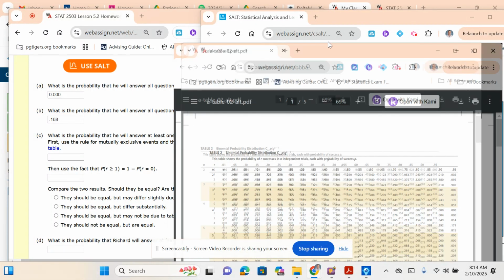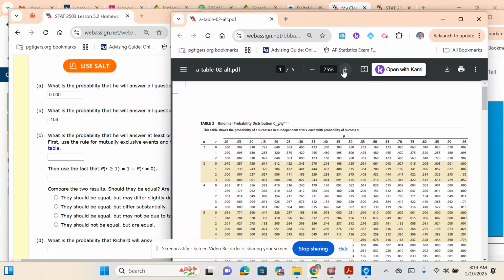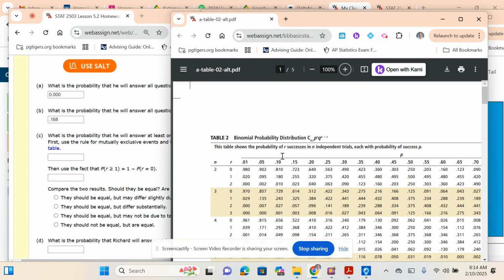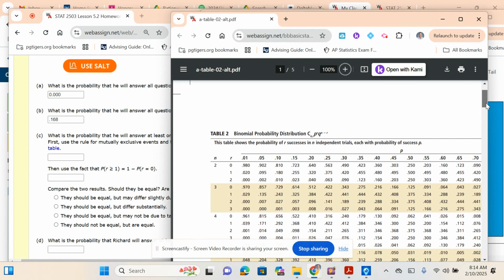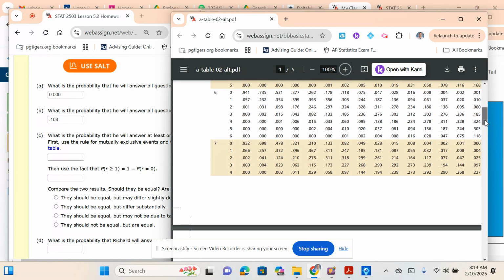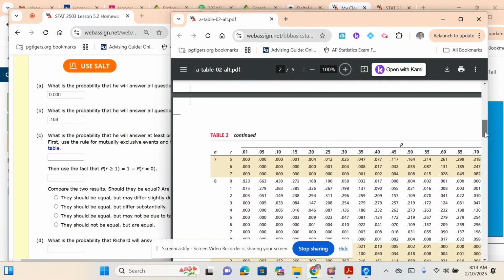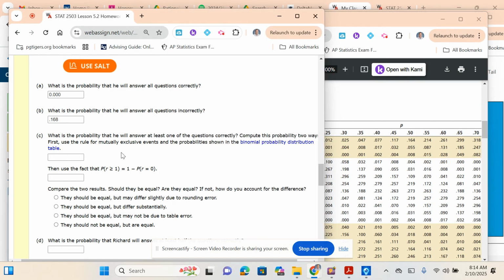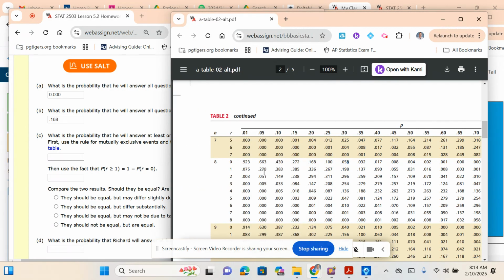So what I'm going to do is, once I pull this up, I'm going to minimize this a little bit, but I'm going to zoom in. I'm going to go to n equals 8. So n equals 8. And my probability of success, or R, I'm going to know the probability to get at least one question correctly. Now my probability of success is 0.2. So at least one question correctly would be getting 1 right, getting 2 right, getting 3 right. It'd be adding up these. I'm sorry, 0.2. I made a mistake there. So my n is 8.